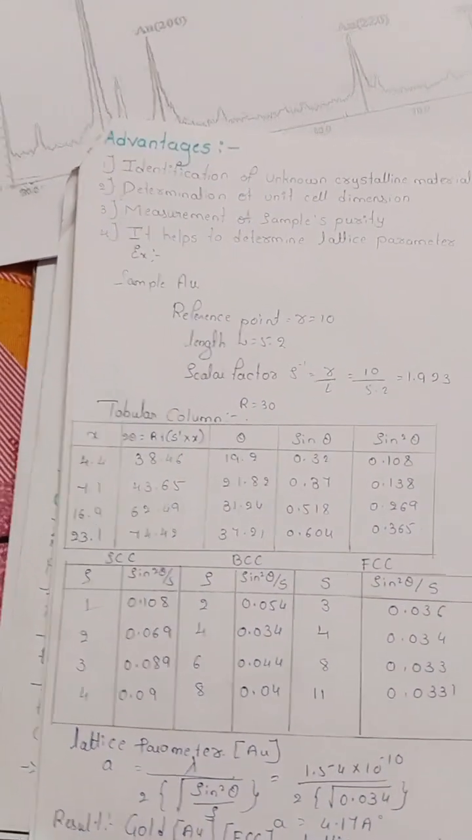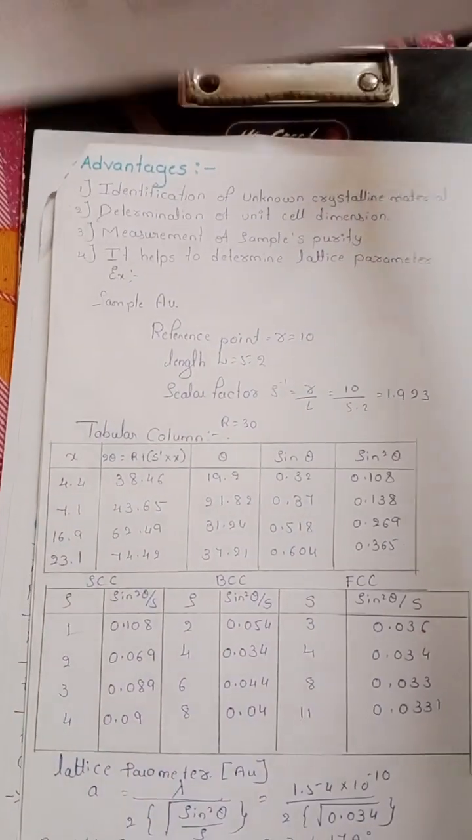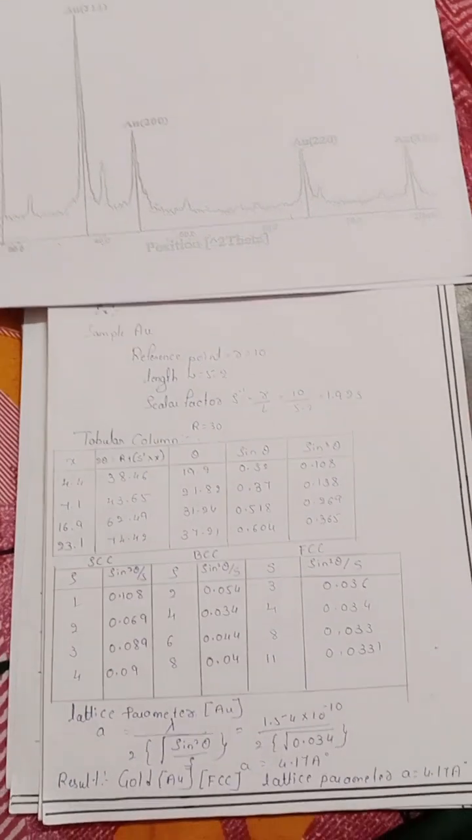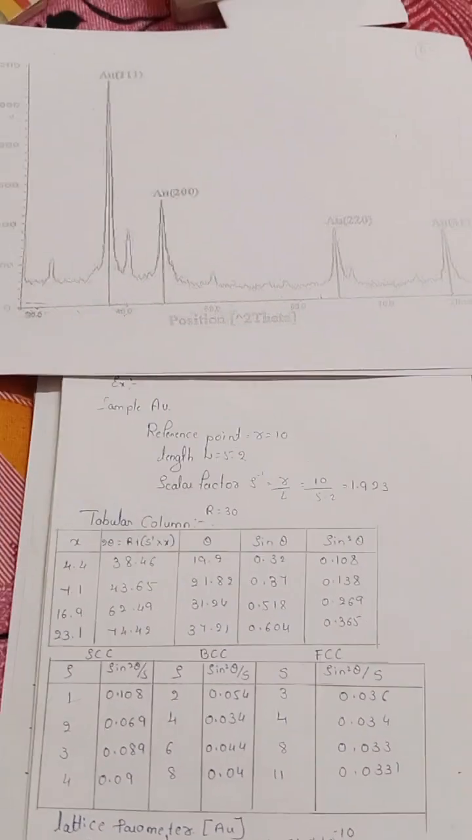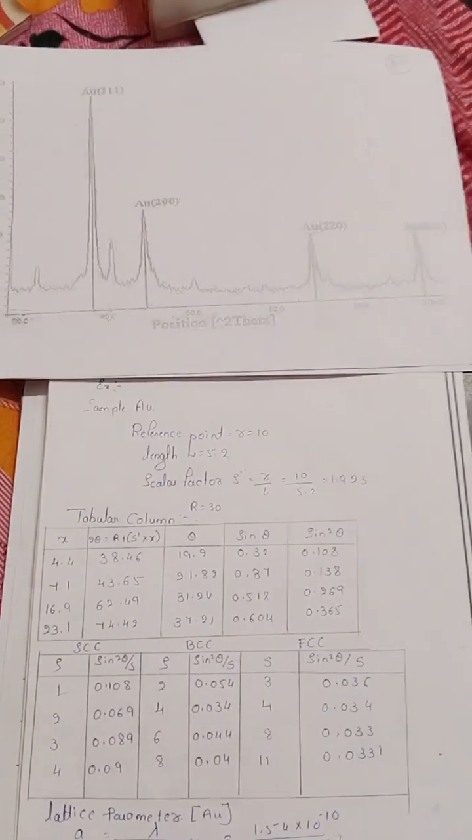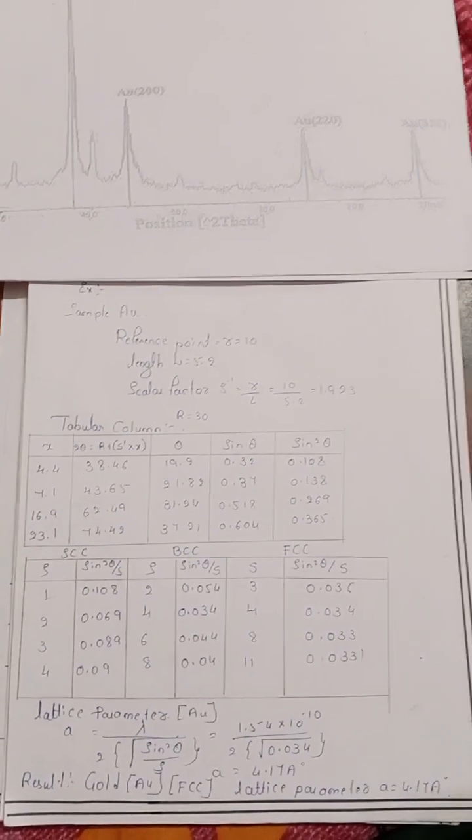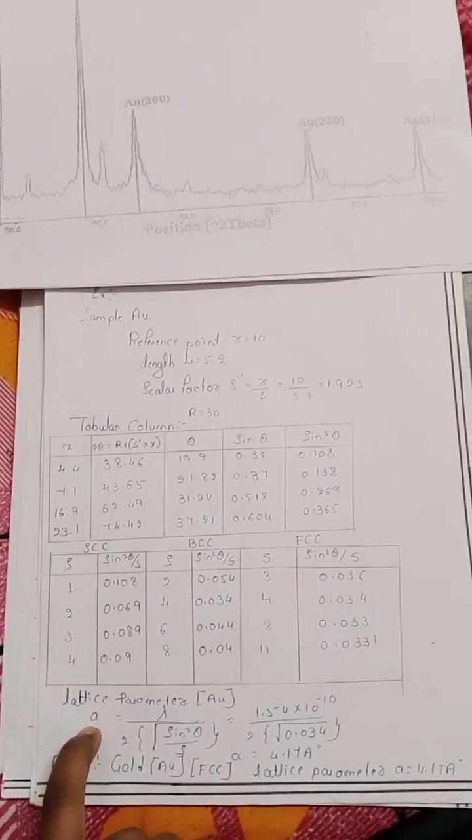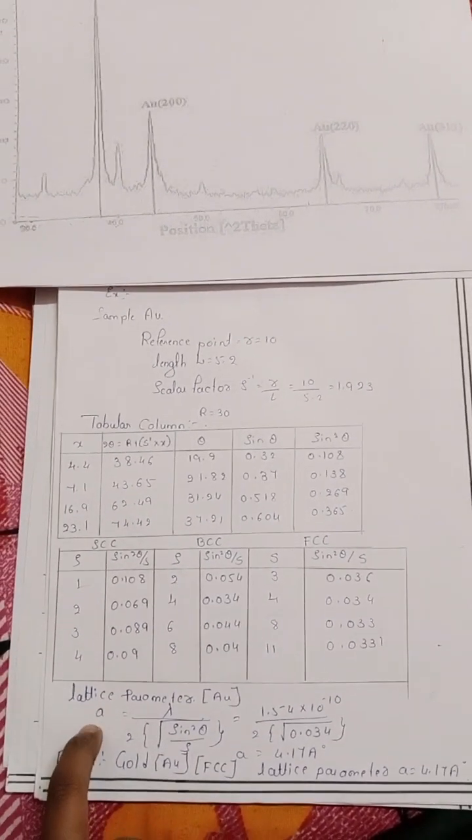Here we are taking the example of gold, Au, nothing but gold. So how to calculate this? We have a pattern like this. This we get from the XRD experiment which was carried out before by scientists. We are just taking this pattern and calculating everything. Here we are calculating the lattice parameter, that is a.